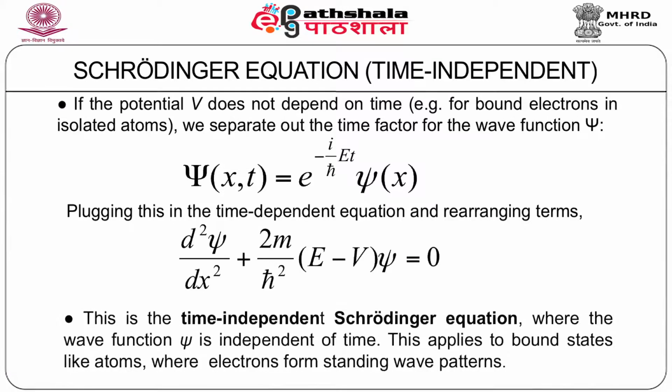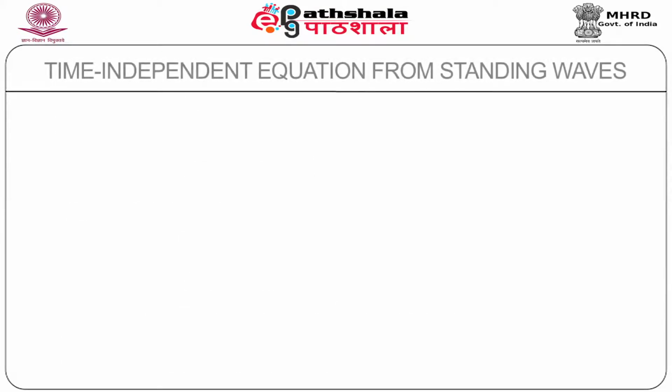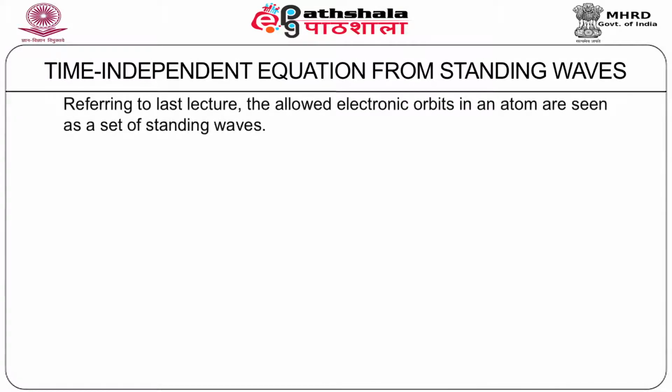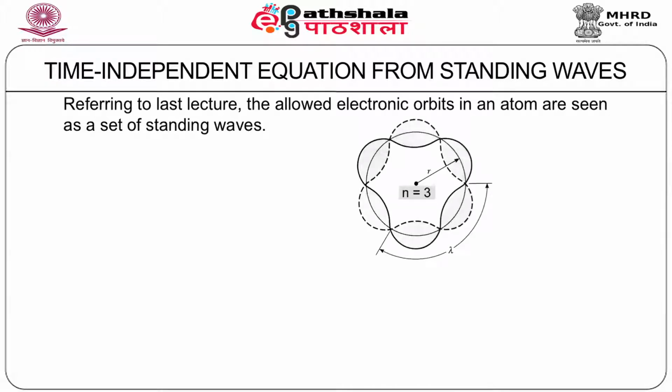So this is the time-independent Schrodinger equation, where the wave function psi is independent of time. And this applies to bound states like atoms, where electrons form standing wave patterns. We have seen that the electron forms standing wave patterns in the last lecture, and for your attention, I have included this particular figure again, which you can see on the screen: the electron in an allowed orbit of an atom forms a stationary wave pattern, or a standing wave pattern.